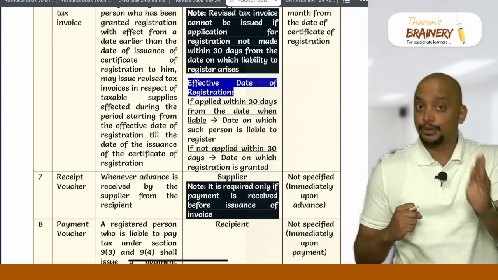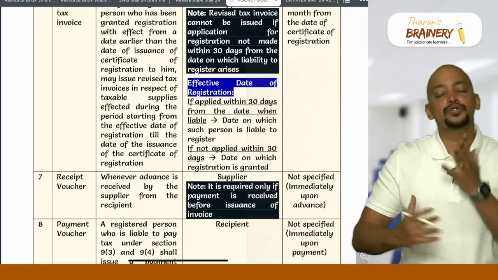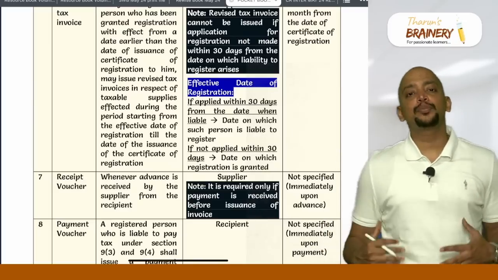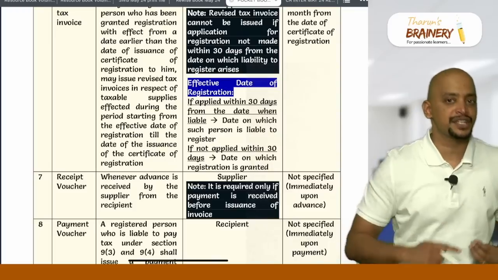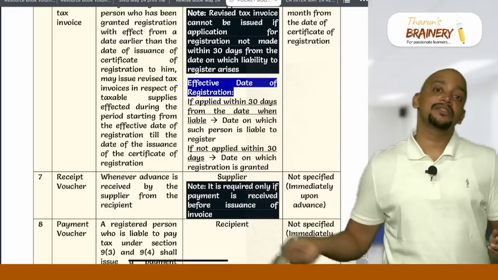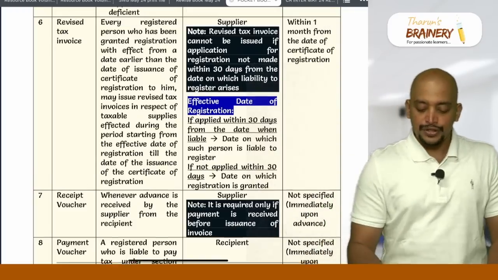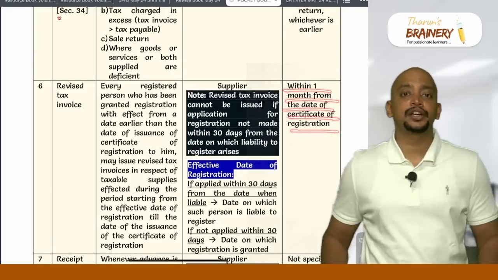Between the date he is liable to get registered and the date of registration certificate, because only when he gets the registration certificate can he charge GST to the customer. Until that point of time, on the outward supplies he needs to pay GST to government, but he cannot recover the GST from the customer, so he can give the revised tax invoice after the registration certificate within 1 month. So remember, the time limit for issuance of revised tax invoice is within 1 month from the date of certificate of registration.